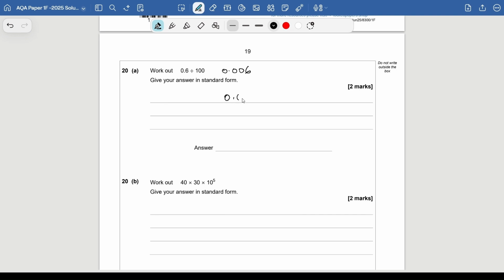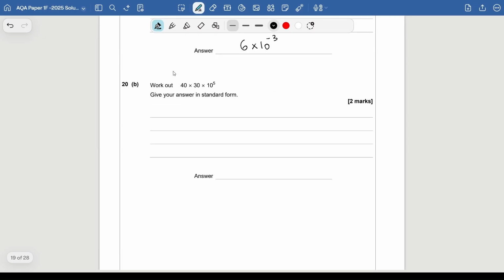So now how will you write this in terms of standard form? For this, to convert this number into standard form, the decimal has to come after 6 here. So it has to move 1, 2, 3 places to the right. So the answer will be 6 times 10 to the power negative 3, because we are moving 3 places to the right.